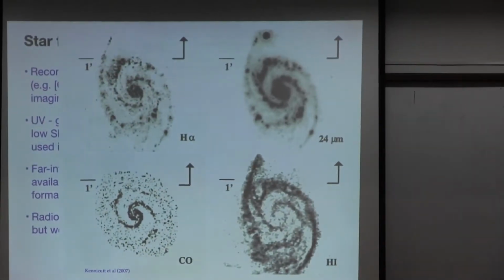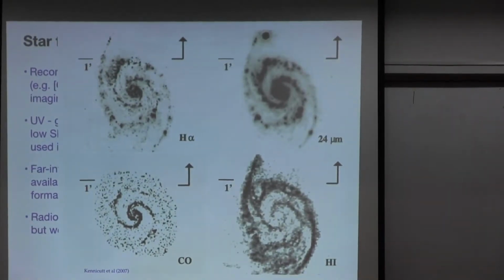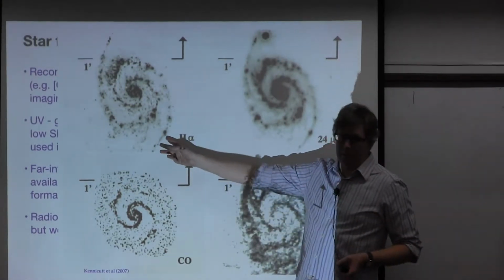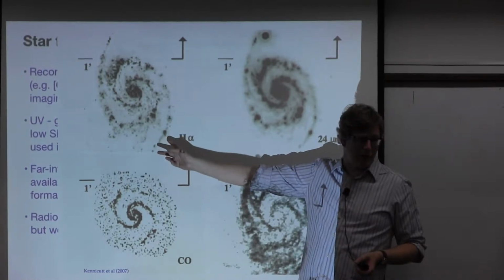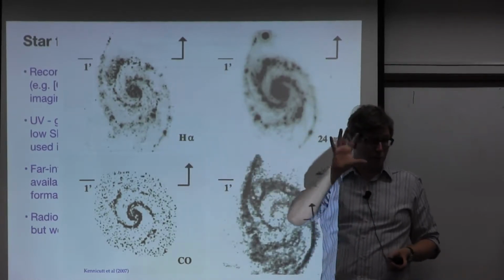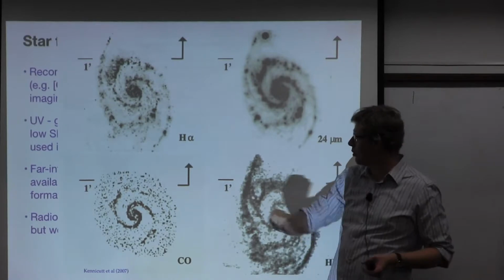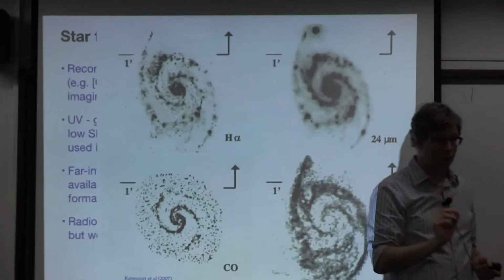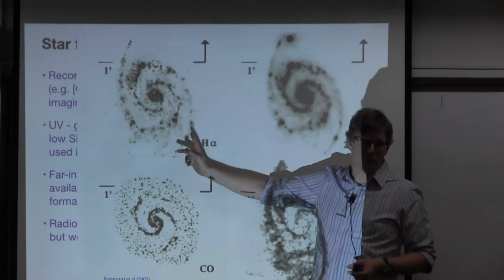Okay, so here's the same galaxy. It's the galaxy M51, a famous spiral galaxy not very far away from us. And here, this is the luminosity of that galaxy in this H alpha line, the recombination line of hydrogen. And everywhere where it's bright, stars are being formed. And you can tell by looking at this image how many there are.